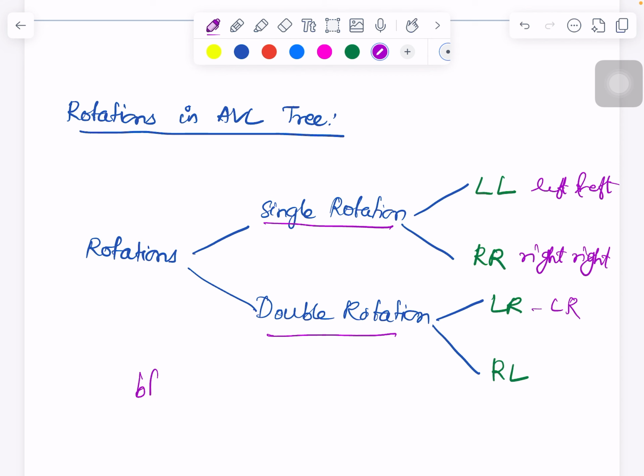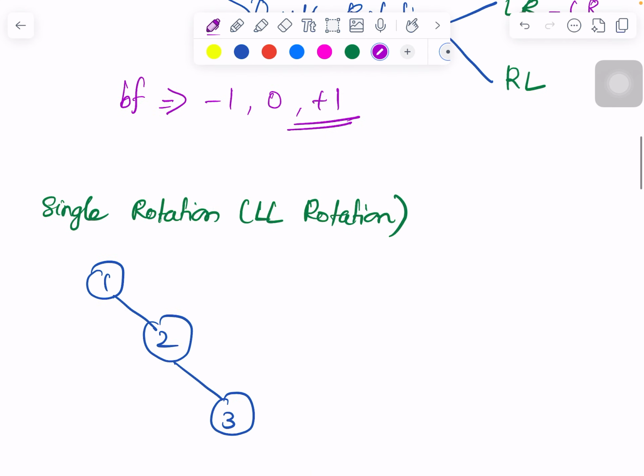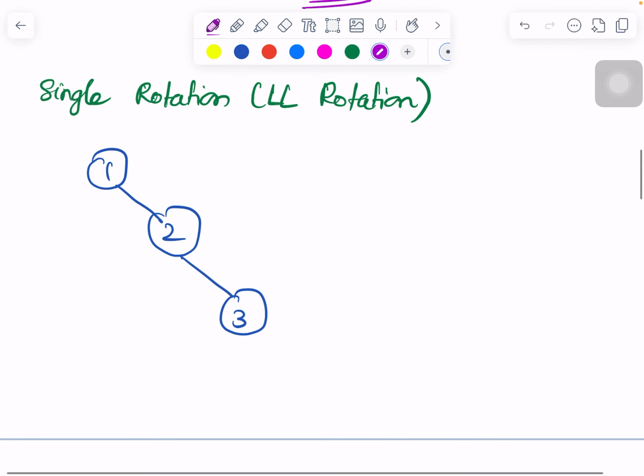When we don't have the balancing factor equal to -1, 0 or +1, when this property is getting violated, then we have to perform these rotations. Now let us see the rotations one by one. Let us see first the single rotation, which is the left left rotation.